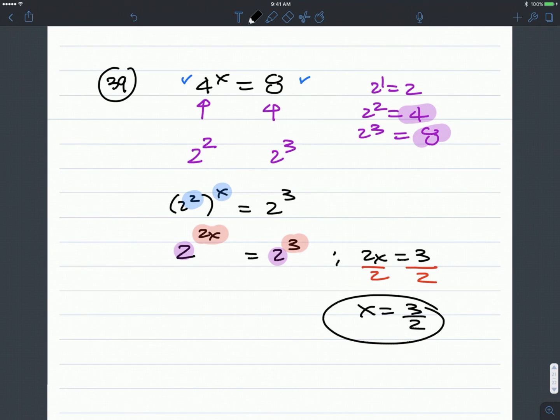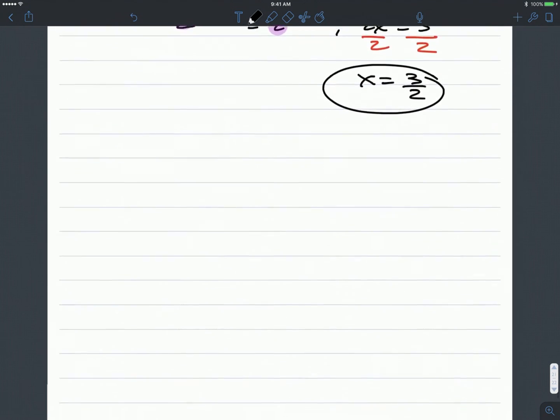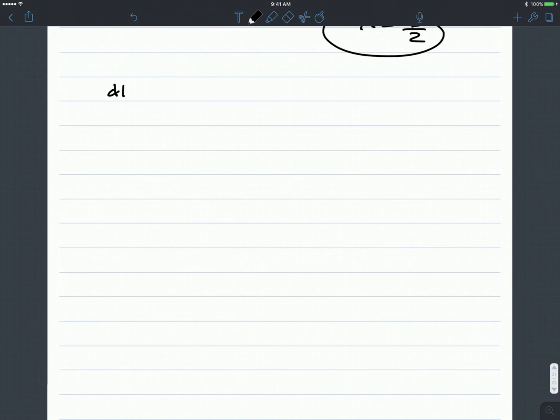Okay. That's a nice one. Like that one. Okay. What do you guys think? Is that pretty good? That's pretty simple, right? 41. Let's see what you guys think about this. 9 to the x power is 3.